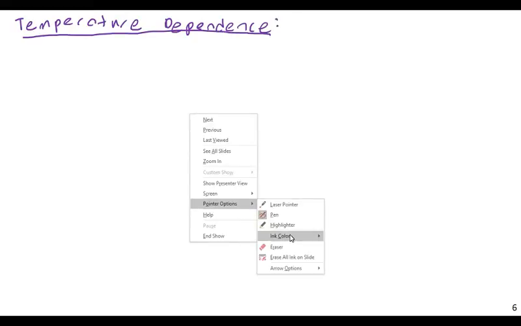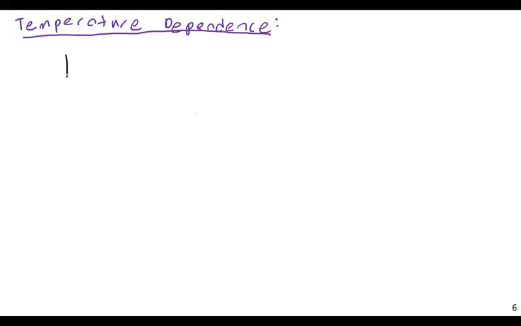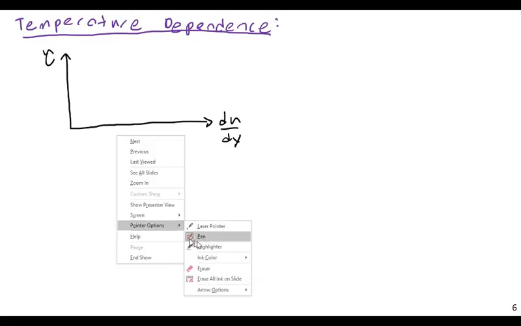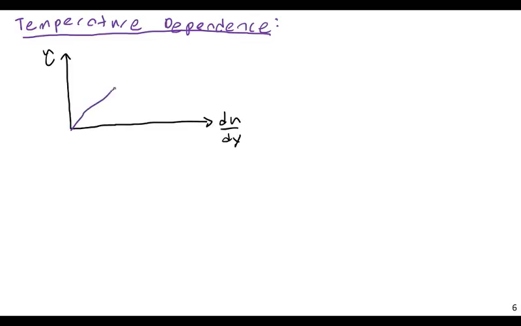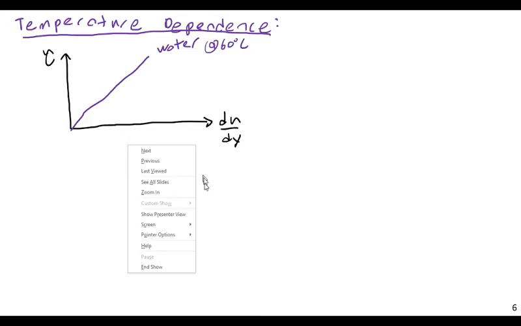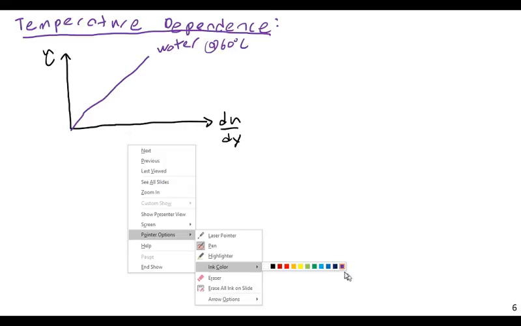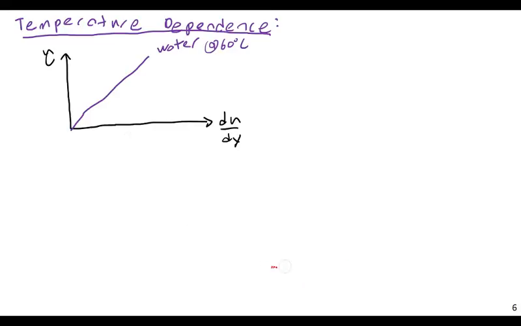Temperature dependence. The first graph I'm going to show you, we're going to go through a couple different graphs, is du versus dy, and then tau, for water at two different temperatures. So the first one would be something like here, and that's supposed to be linear. Water at maybe 60 degrees Celsius. And this one is maybe water at 100 degrees Celsius.